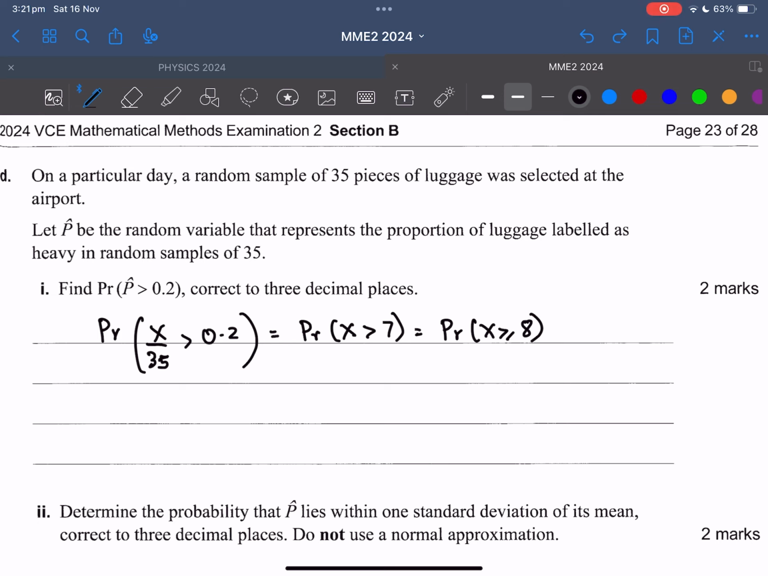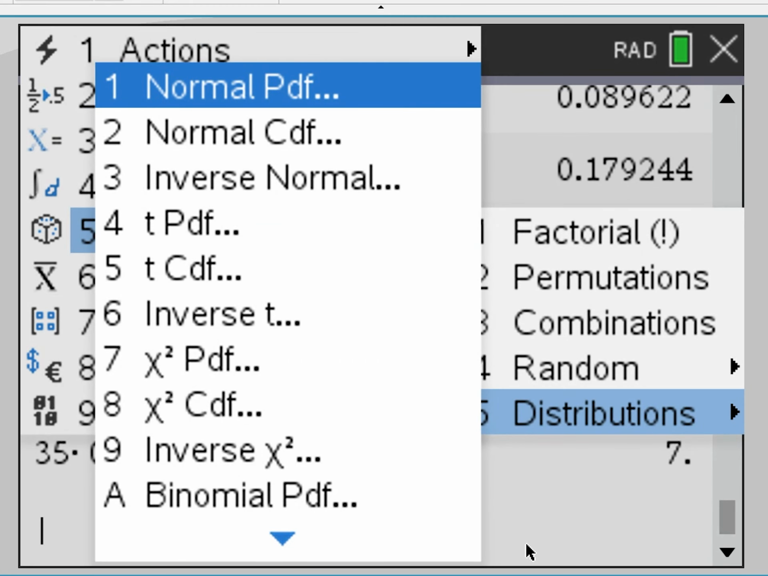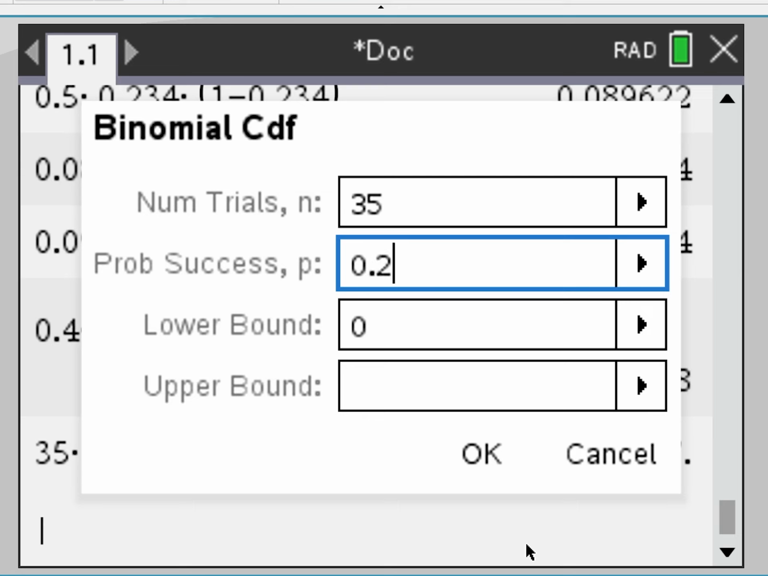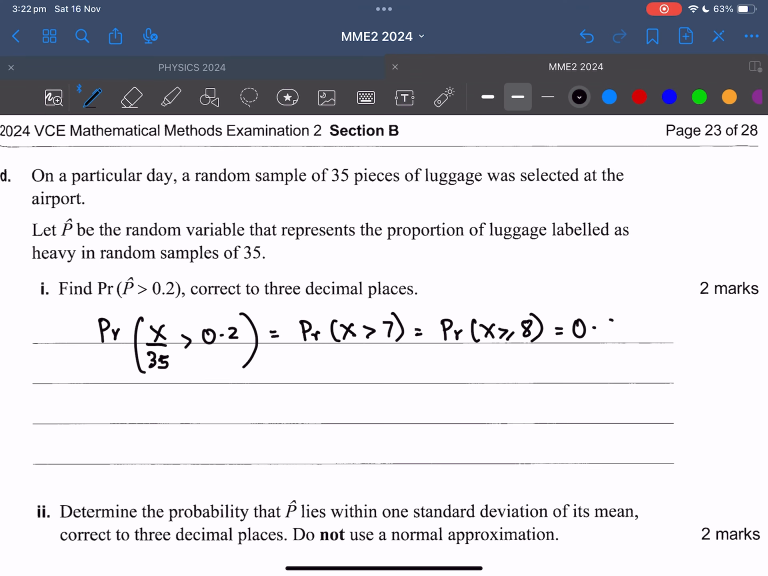Okay? So let's solve this on CAS. So menu 55B. So we have number of trials, which is 35. Probability of success is 0.234. Lower bound is going to be 8. Upper bound is going to be 35. Okay, enter. So I get 0.595. Okay?